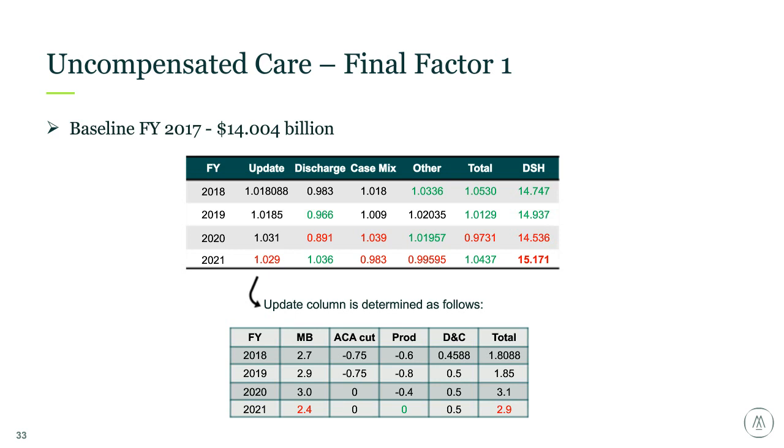So the two main categories that were updated due to COVID were the discharge figures for 2020 and 2021, along with the case mix figures for those same 2 years. So as you can see on the slide, the discharge factor for 2020 takes a significant drop to 0.891, and that's down from 0.9756. And from the rule, CMS is basing this on preliminary data from 2020.